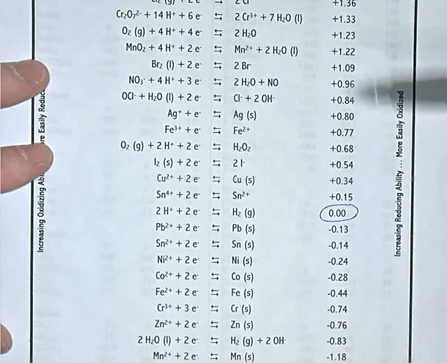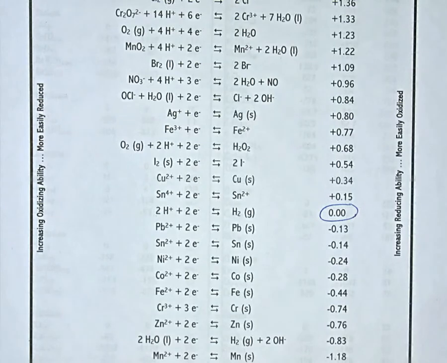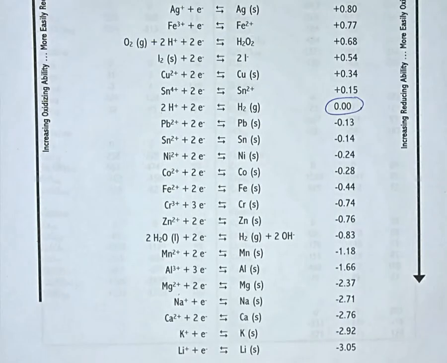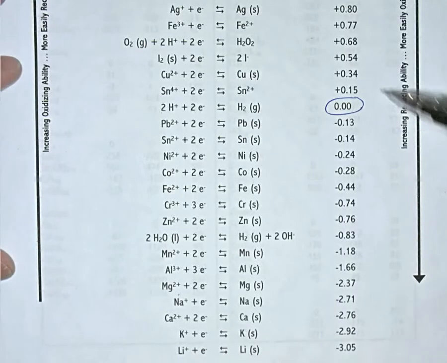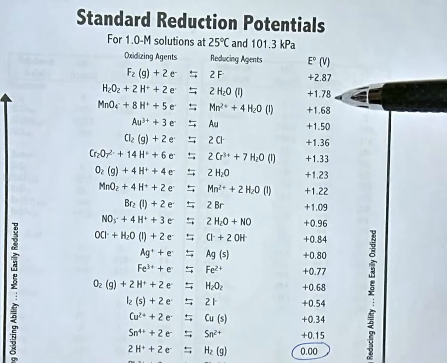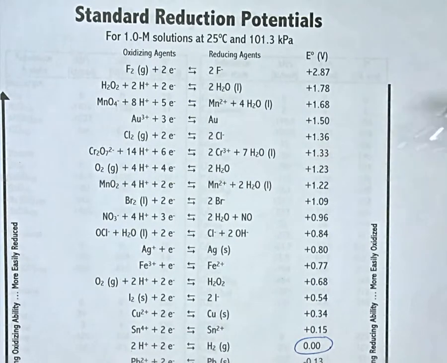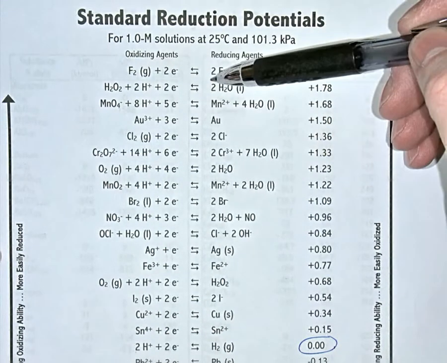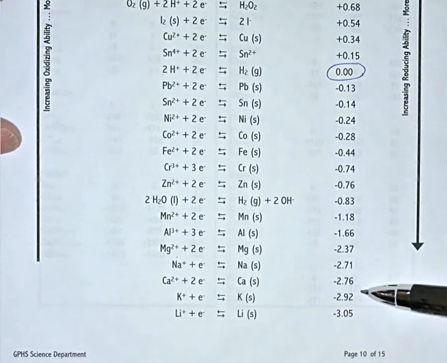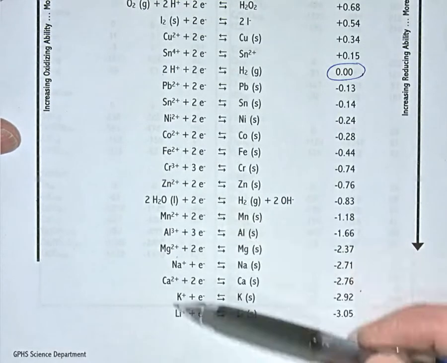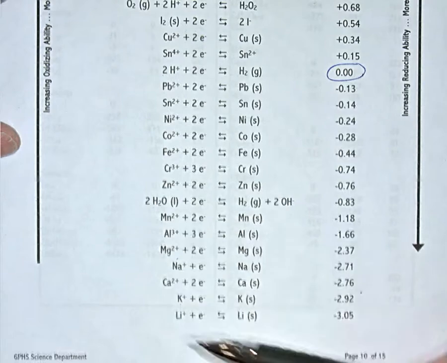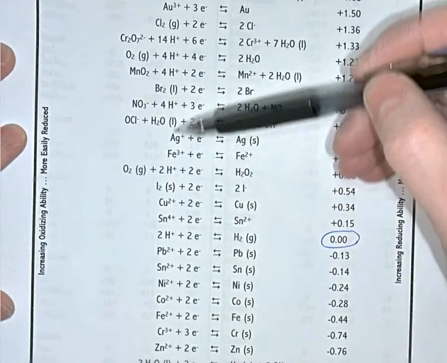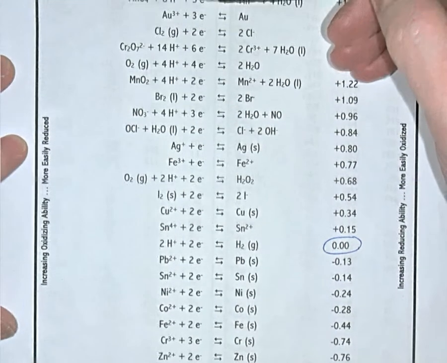So don't think that a positive potential means you can be reduced and a negative potential means you won't. That's not true. The bigger your potential is, the greater is your likelihood to gain electrons. The greater is your potential, if you like, to be reduced. The lower the number is, the less likely these substances would be reduced. Now keep in mind, only the substances on the left are being reduced.